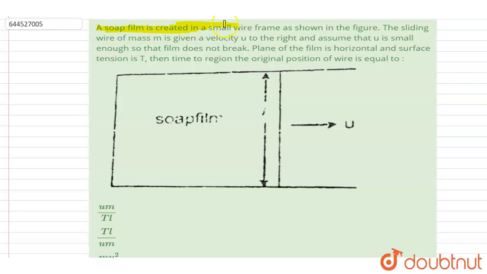Hello everyone. A soap film is created in a small wire frame as shown in the figure. The sliding wire of mass m is given a velocity u to the right. Assume that u is small enough so that the film does not break. The plane of the film is horizontal and the surface tension is T. You have to find out the time to regain its original position of the wire.